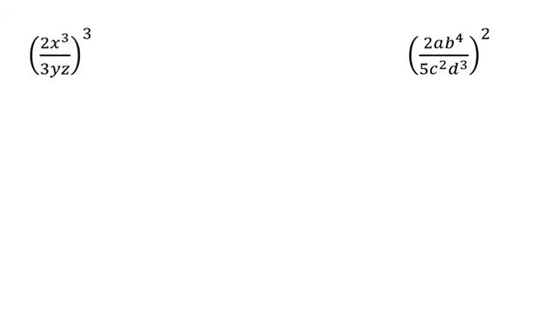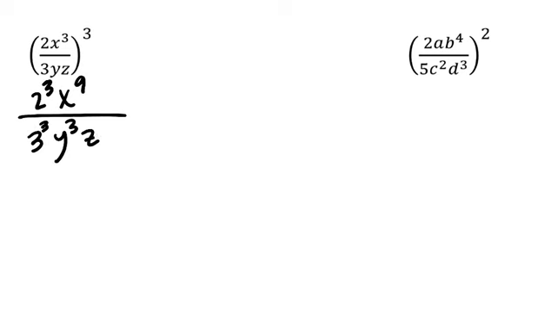Alright, so here we have something like power of a power, except we've got fractions, we've got all sorts of stuff going on. So, since everything here is multiplied together, I'm going to be distributing the third power to everything. So this is 2 to the third, x cubed to the third, divided by 3 to the third, y to the third, z to the third.